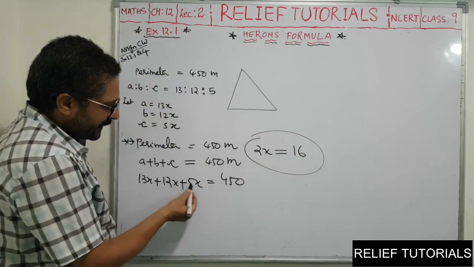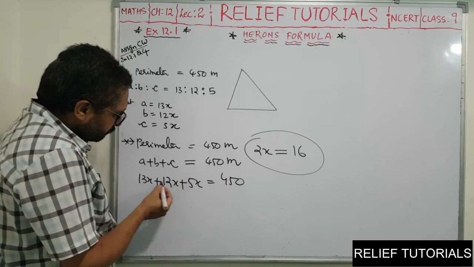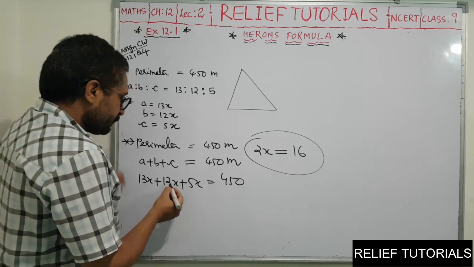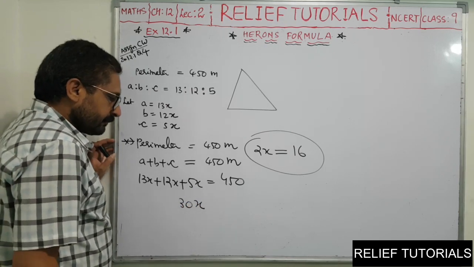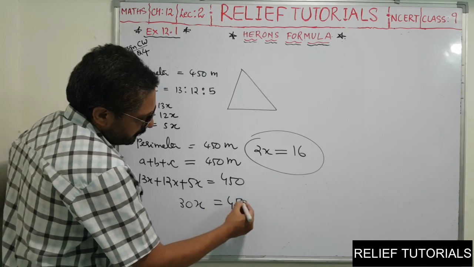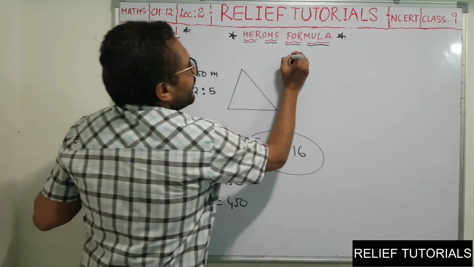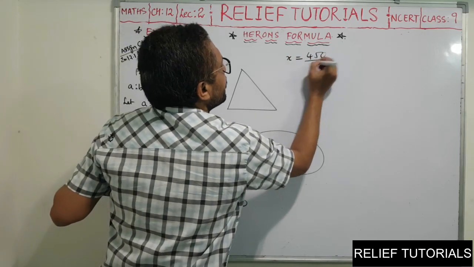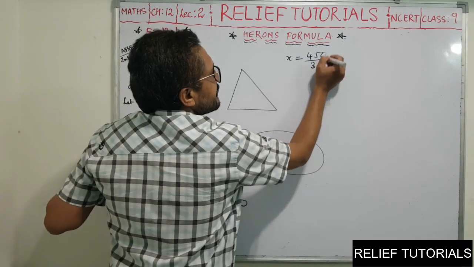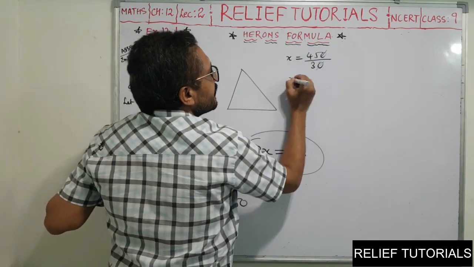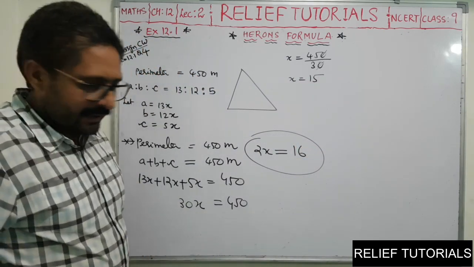Now 13x plus 12x plus 5x, all these are like terms. So we'll add that. 13 plus 12, 25. 25 plus 5. So we will get 30x is equals to 450. So this equation, see, like this. Now x we can find out. So x is equals to 450 upon 30. Here 0, 0 cancel. 3 fives are 15. x is equals to 15. So we got x.